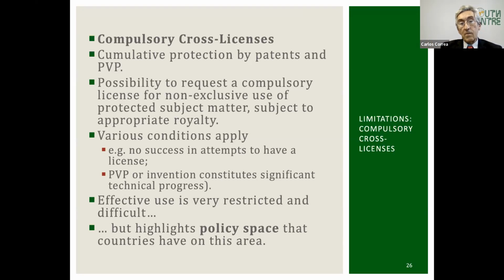If this cumulative protection arises, either the patent owner or the owner of the breeder's rights can apply for a compulsory license if there is no agreement between the parties. This compulsory license is subject to a number of conditions, for instance, that there is no success in attempts to have a license, and that the plant variety protection or the invention constitutes a significant technical progress.